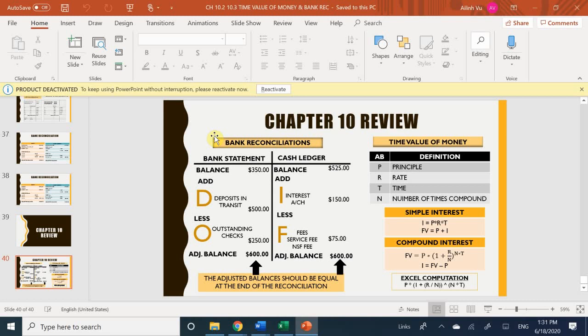I recommend it doesn't matter which one you choose because in the end you're comparing both of them, but just to make it simple and easy, I would highly recommend you do the cash ledger first. Reason being, it's the simplest thing to identify. You're identifying your interest first, and then you identify any fees you've been charged for. Then you can find your answer right there, your adjusted balance.